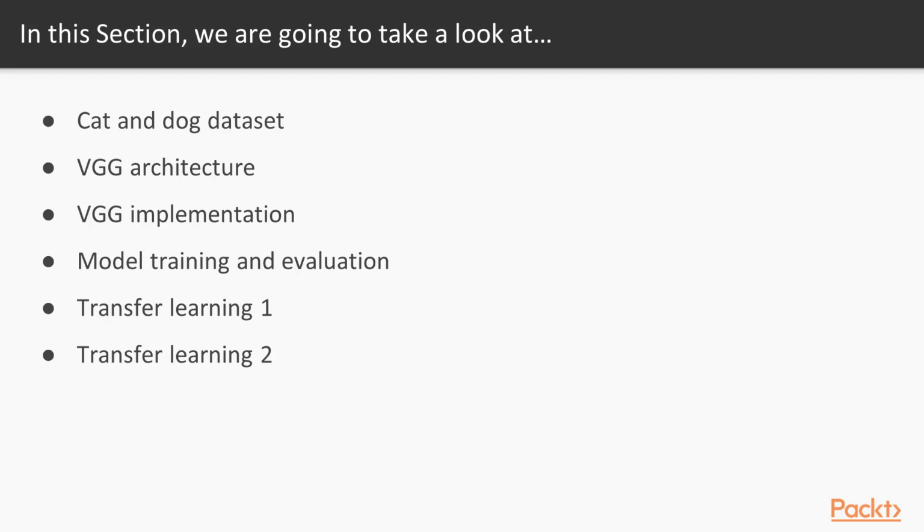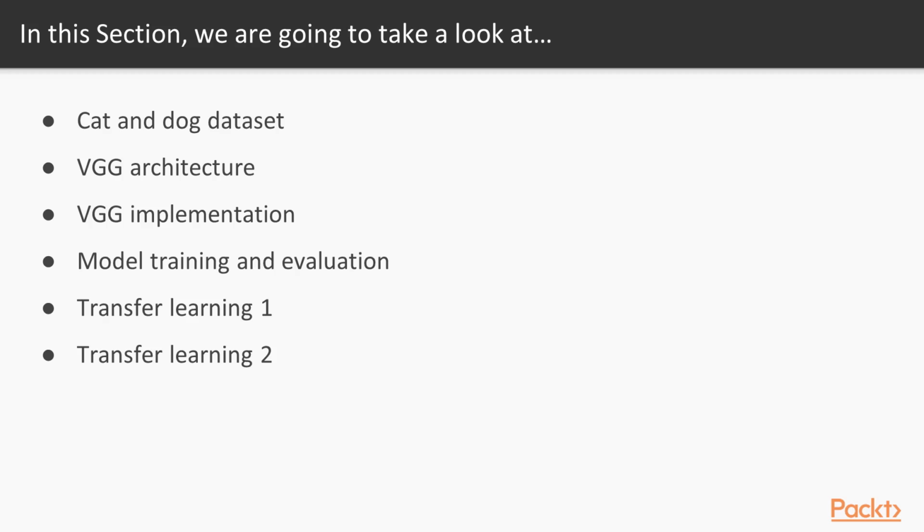Then we're going to get an overview of the VGG architecture and learn about its origins. After that, we're going to implement and construct a VGG model with the TensorFlow Keras API. Then we're going to train and evaluate this model on our cats and dog dataset.